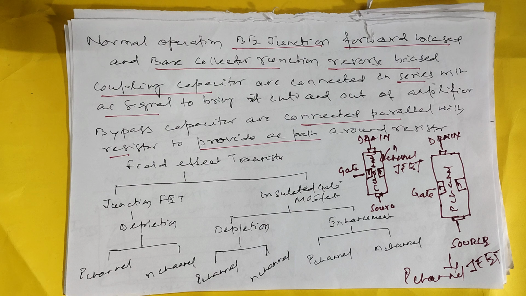In normal operation, the base-emitter junction is forward biased and the base-collector junction is reverse biased. Coupling capacitors are connected in series with the AC signal to bring it into the amplifier. Bypass capacitors are connected in parallel with the resistor to provide the AC path.